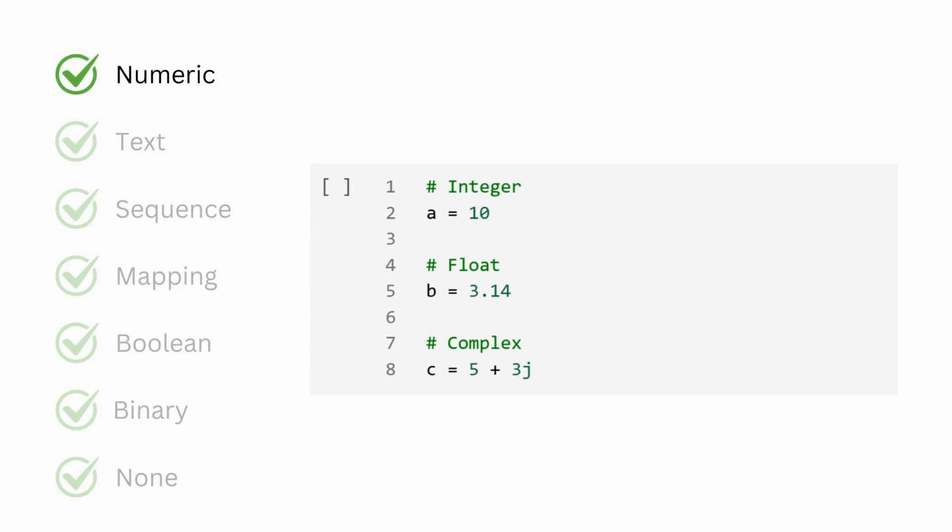There are three numerical data types in Python: int, float, and complex. Int is used for whole numbers. Float is used for decimal or floating point values. Complex is used for complex numbers, having a real and an imaginary part. The imaginary part is denoted by the letter J.